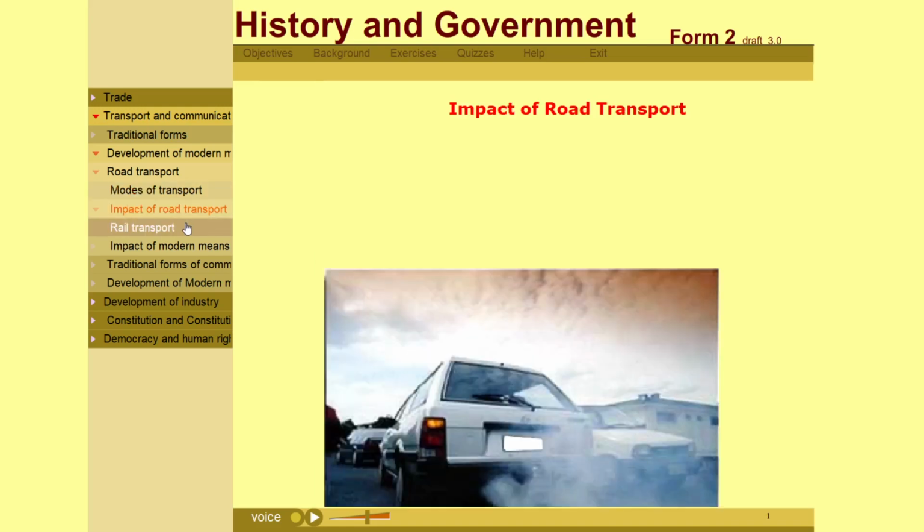Road transport has affected the lives of people in various ways. These include promotion of trade and growth of towns. It has also led to creation of employment opportunities and promotion of industrialization. Unfortunately, road transport has led to pollution of the environment.